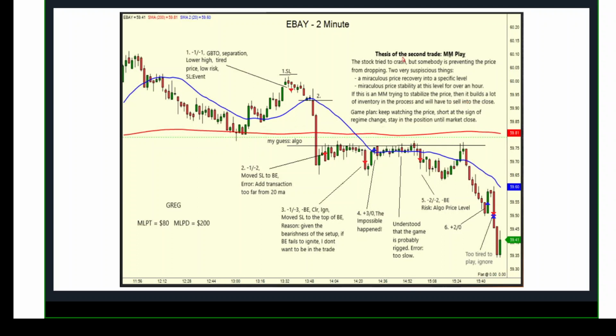All right. So quickly over this time. So the stock tried to crash, but somebody is preventing the price from dropping. Conspiracy here, right? Two very suspicious things, you see. Miraculous price recovery, there's a lot of interpretation here. And the fact is just that you hit one of those 20% of the cases where it doesn't work. That's my take on it, at least. Okay? All right. So next trade then.